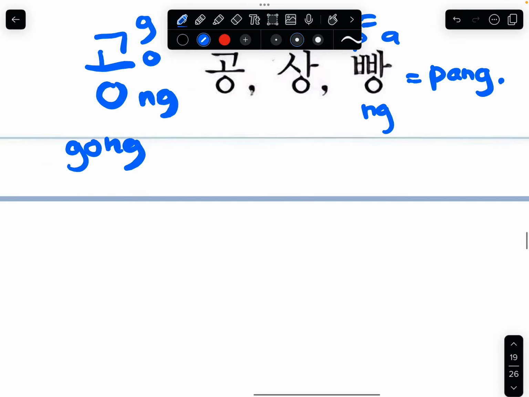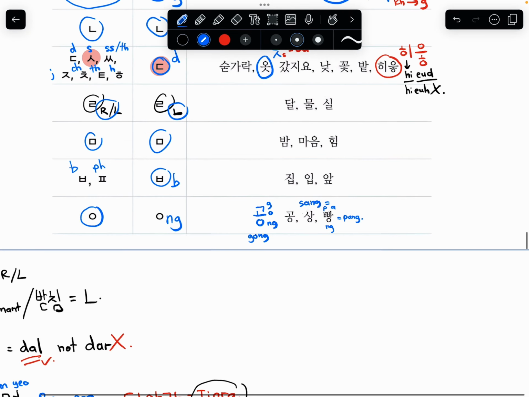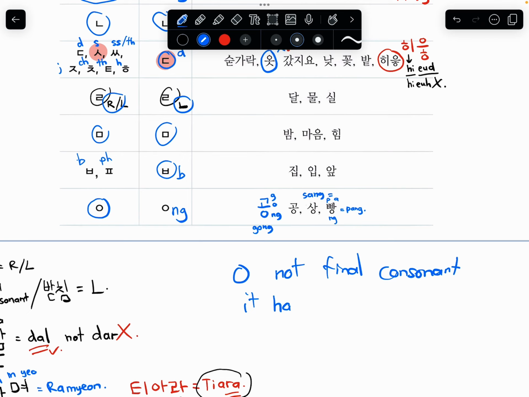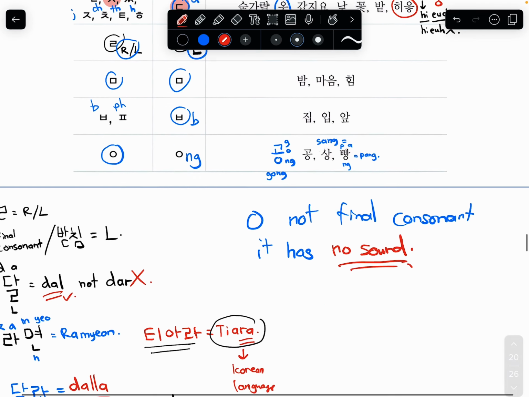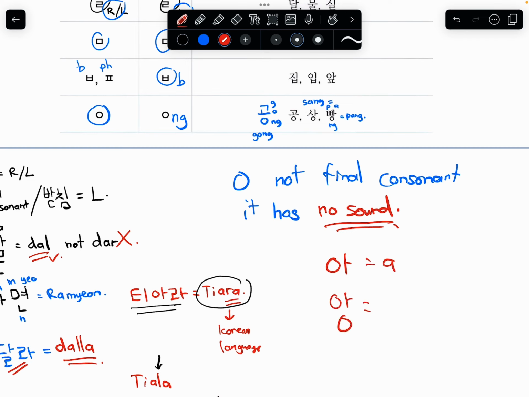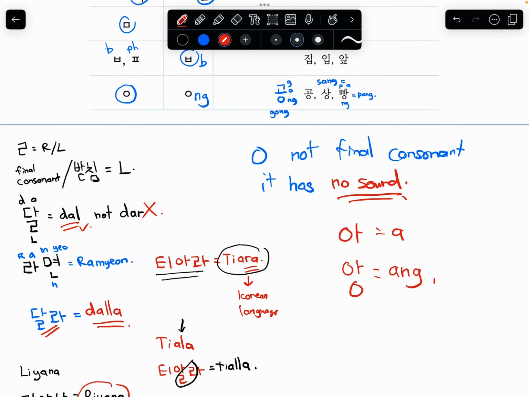But if the circle is not a final consonant, it has no sound. Okay, it has no sound. For example, like this, this is a. But if you add the final consonant like this, it is ang. Alright.